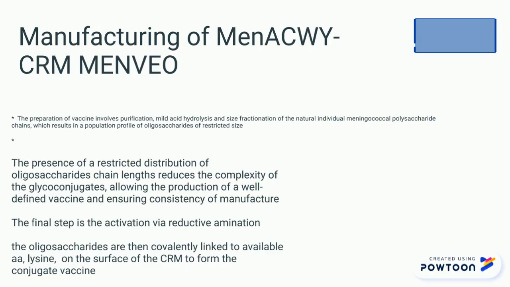The final step is the activation via reductive amination followed by introduction of adipic acid, a linker bearing a terminal active ester. This modification is limited to the reducing ends of the oligosaccharides, so when they are conjugated to the carrier protein, they are oriented in the same direction. After this modification, the oligosaccharides are then covalently linked to available amino acids, lysine, on the surface of the CRM to form the conjugate vaccine.